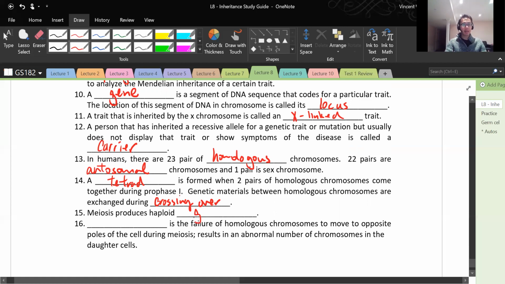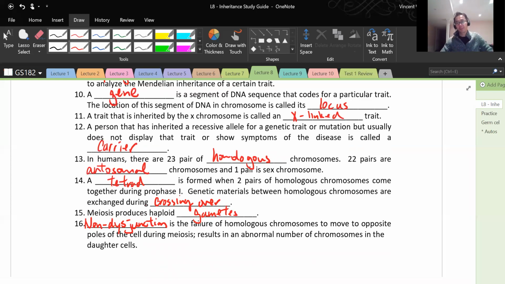Meiosis produces haploid gametes, sex cells. If the chromosomes don't separate when they're supposed to, if they don't separate during anaphase 1 or anaphase 2, we will get what we call non-disjunction. And that means some gametes will have an extra chromosome, others will be missing chromosomes.